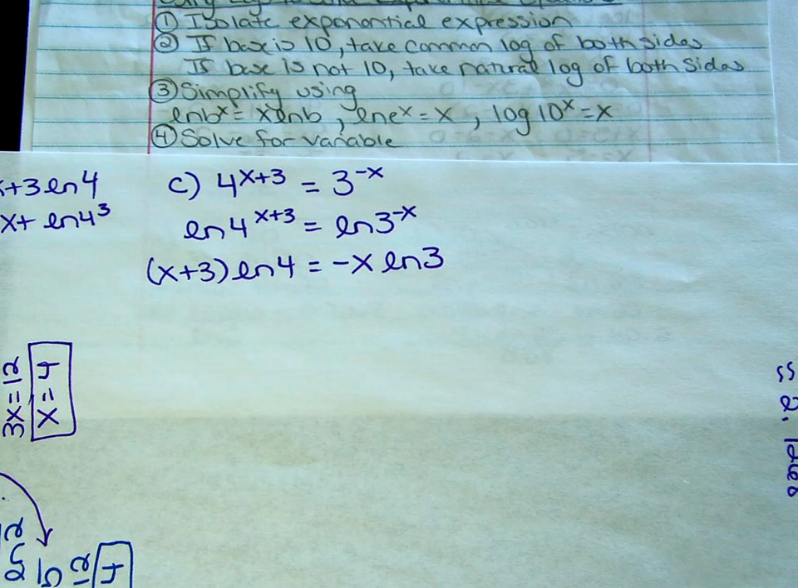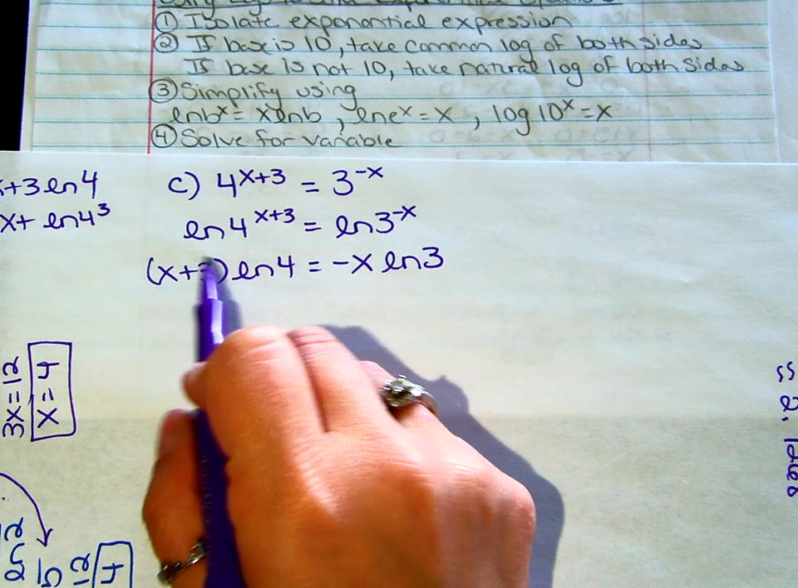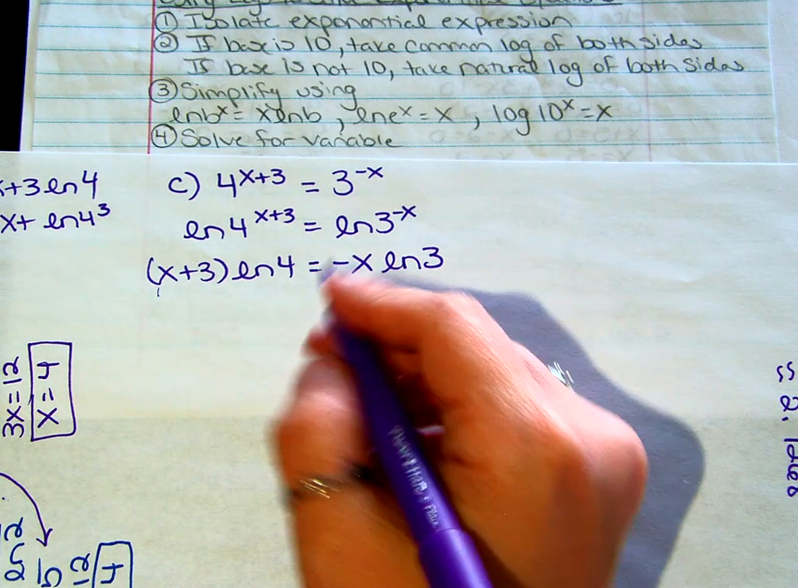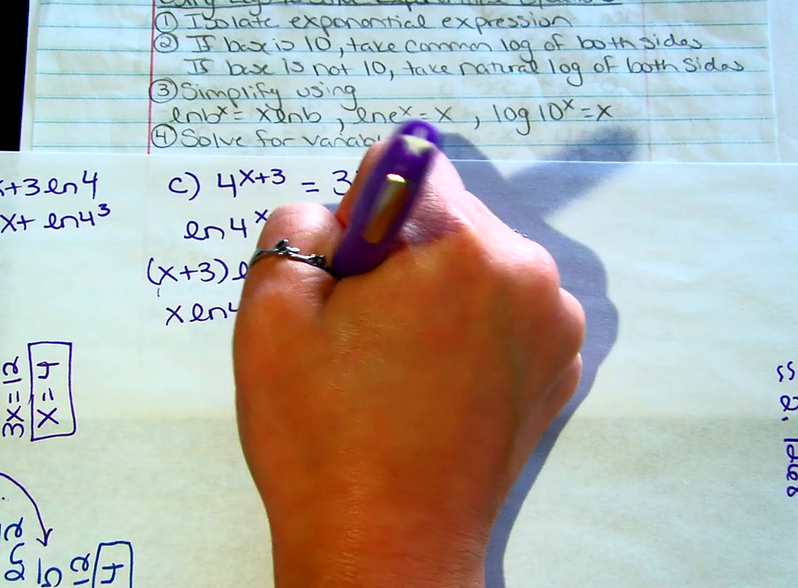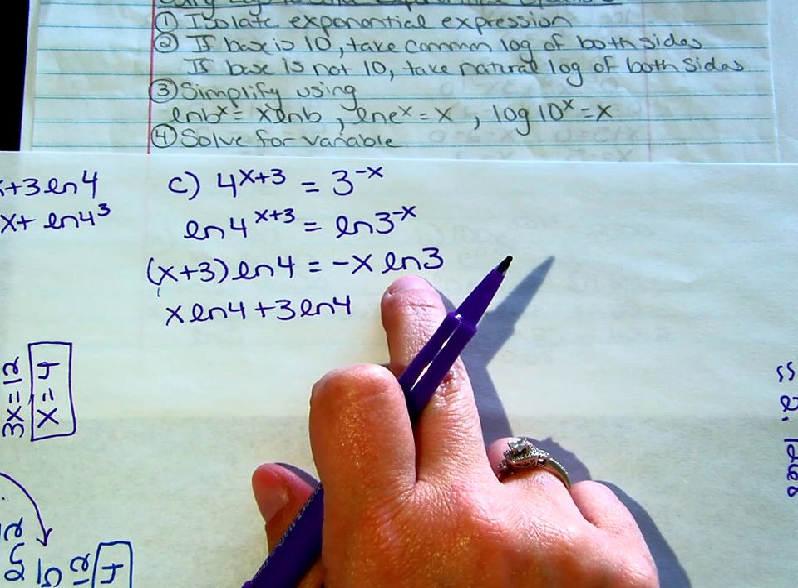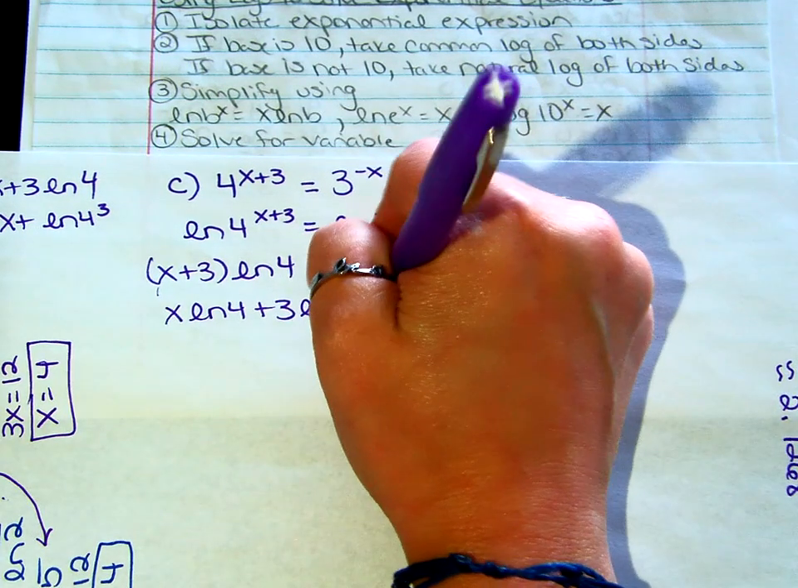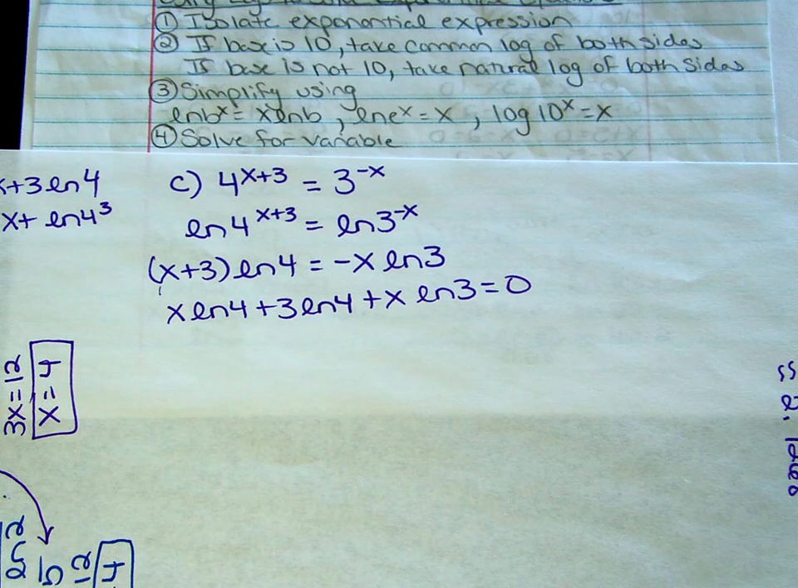Now, the whole goal is to get my x by itself. And right now I have x on the left, I have x on the right, so that's not happening. And I have this x inside this parenthesis here. So I'm going to have to distribute the ln 4 to each of those so that I have x ln 4 plus 3 ln 4. And I'm going to go ahead and subtract or add over this negative x ln 3. And just get everything over on the left, at least for a moment.